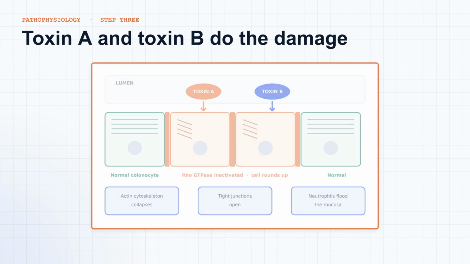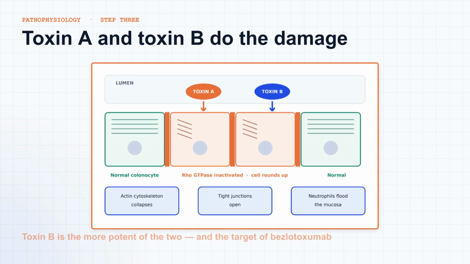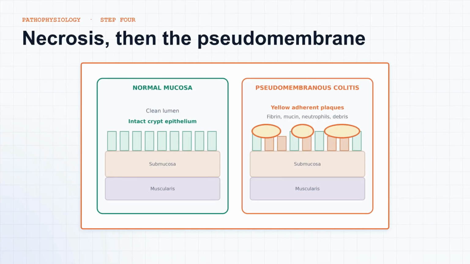into the mucosa. Toxin B is the more potent of the 2, and it is the target of a monoclonal antibody we discuss later. A practical corollary: The toxin is what does the damage, so a test that finds toxin tells you more than a test that finds the gene. And here's the end result.